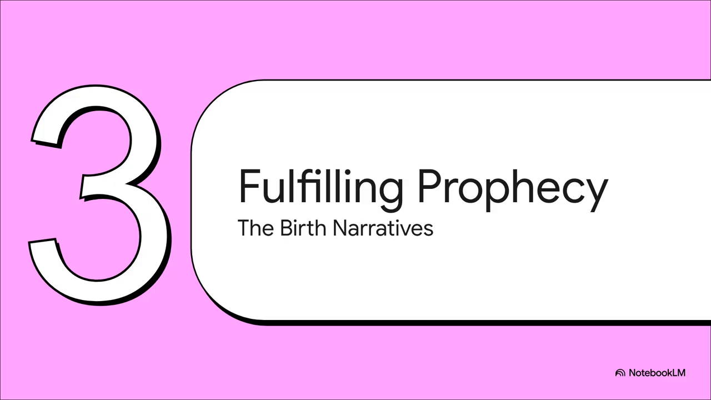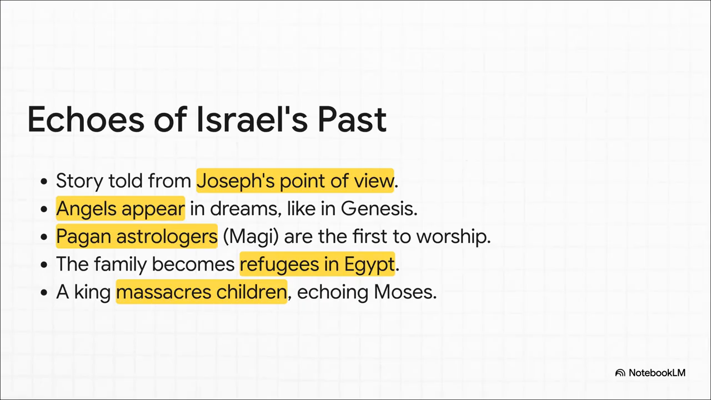Okay, so having established Jesus' royal and radically inclusive family line, Matthew moves on to the birth story. And here, every single event is framed as the fulfillment of an ancient promise, designed to resonate deeply with the history of Israel. And the parallels here are just unmistakable. The story is told through Joseph, which cements that Davidic line. Angels talk to him in dreams, just like they did with the great patriarchs in Genesis.